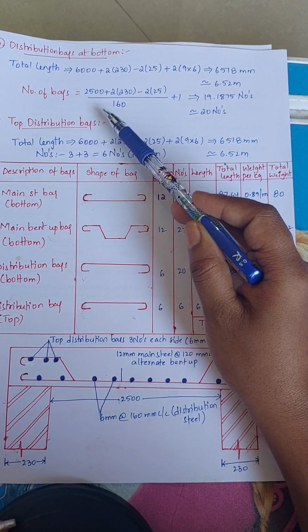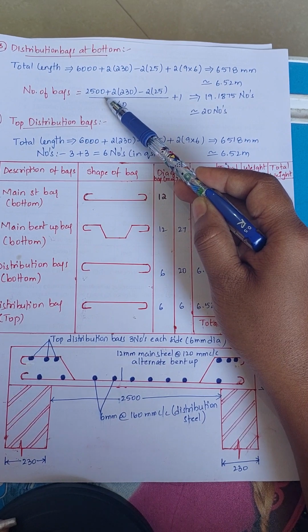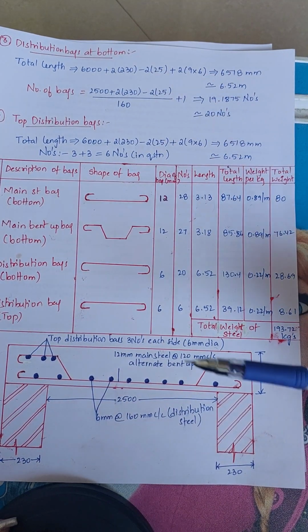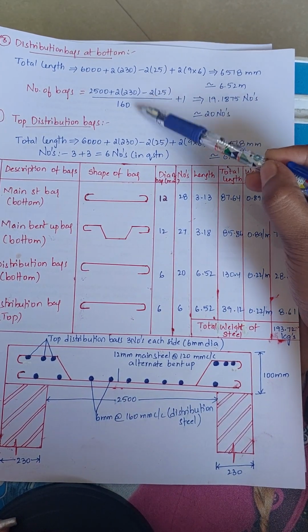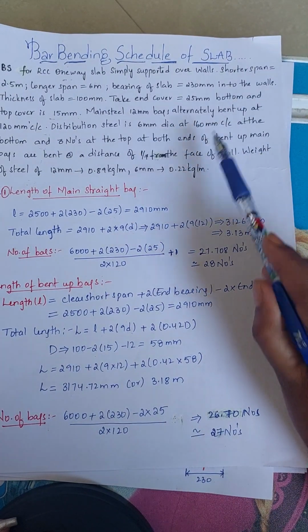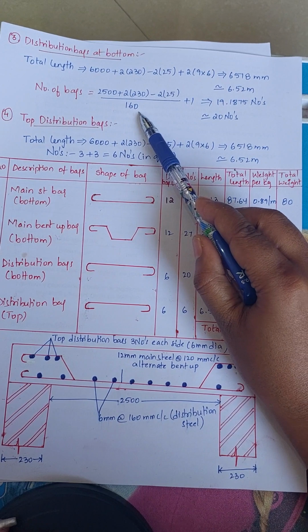So now we will calculate the total number of bars required. So 2500 shorter span we have to take here, plus 2 into width of supports is 230 mm, minus 2 into end clear cover, 2 into 25, divided by, in the question it is given as 160 mm center to center spacing. Here you can see, we have to take 160 mm center to center spacing.